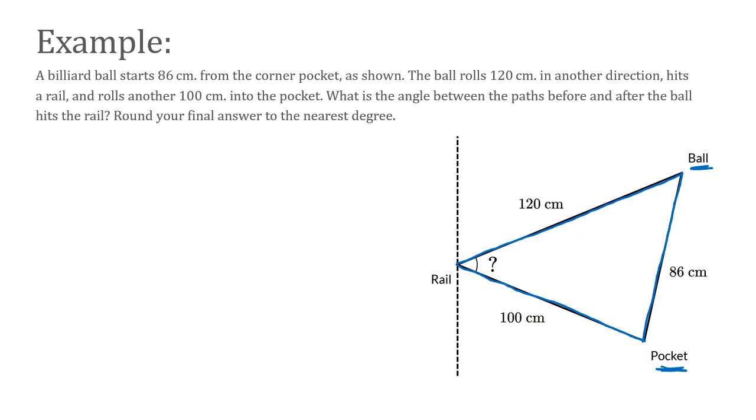How convenient is that for us? It just formed a triangle. What is the angle between those two paths before and after the ball hits the rail? Round your final answer to the nearest degree.